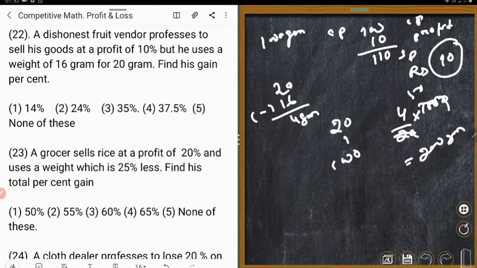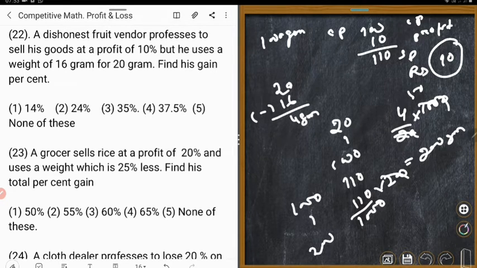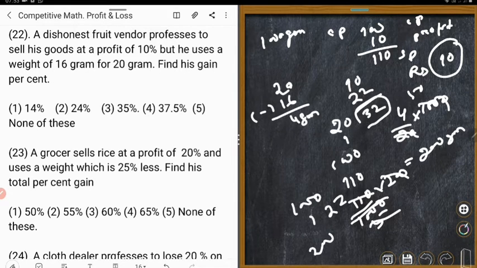Here also he makes a profit. 1000 gram is equal to how many? Tell me. 10. Selling price for 1000 gram is 110. So 110 upon 1000, therefore 200 gram. So here a 10, here a 22. How many? 32%. So gain percentage is 32%.